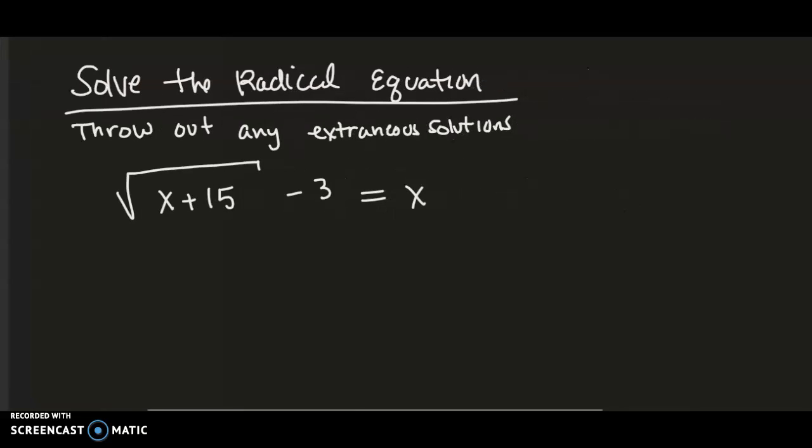So we have to solve this radical equation and throw out any extraneous or extra or bad solutions. So think about what it means. It means what number plus 15 square root of minus 3 equals x. So if x is a whole number and not some weird number like an irrational number or some odd fraction or something like that, if it's a whole number, we could probably guess, right?